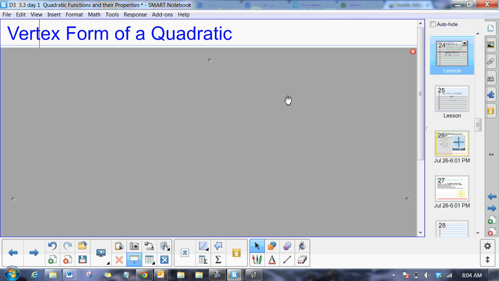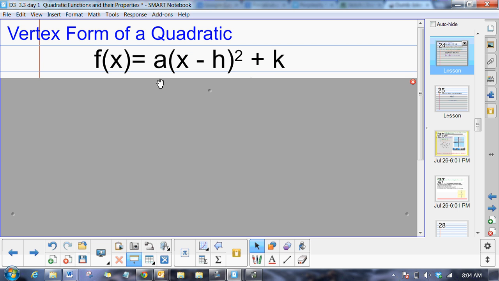We're going to do a few tidbits about quadratics. First, we're going to start with the vertex form of a quadratic. That is, f of x equals a times the quantity x minus h squared plus k.